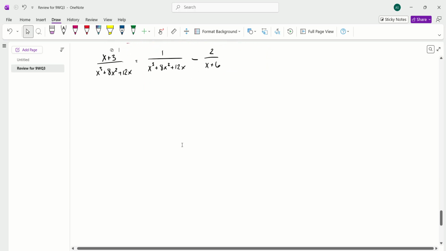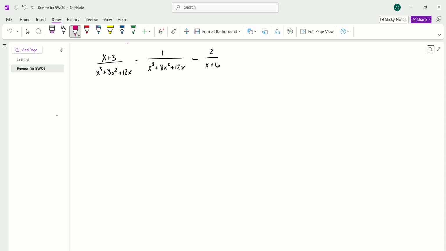Okay, last but not least, we'll work through this problem. Again, start by factoring out your denominator. What does every single term here have that I can divide by? They all have an x, so I can take out an x. And what's left when I do that is x squared plus 8x plus 12. Same thing here. x times x squared plus 8x plus 12.